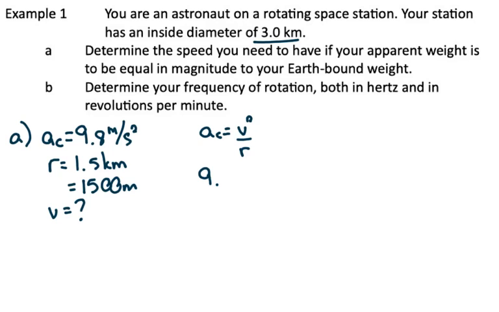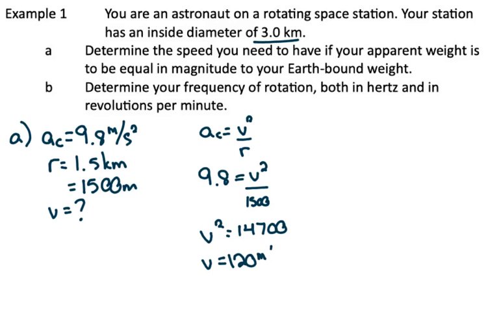Substituting in, a_c is 9.8. v we don't know. And r is 1,500. It should be v squared, sorry. Cross multiplying will give us that v squared equals 14,700. Taking the square root, going to 2 sig figs, we get v of 120 meters per second.